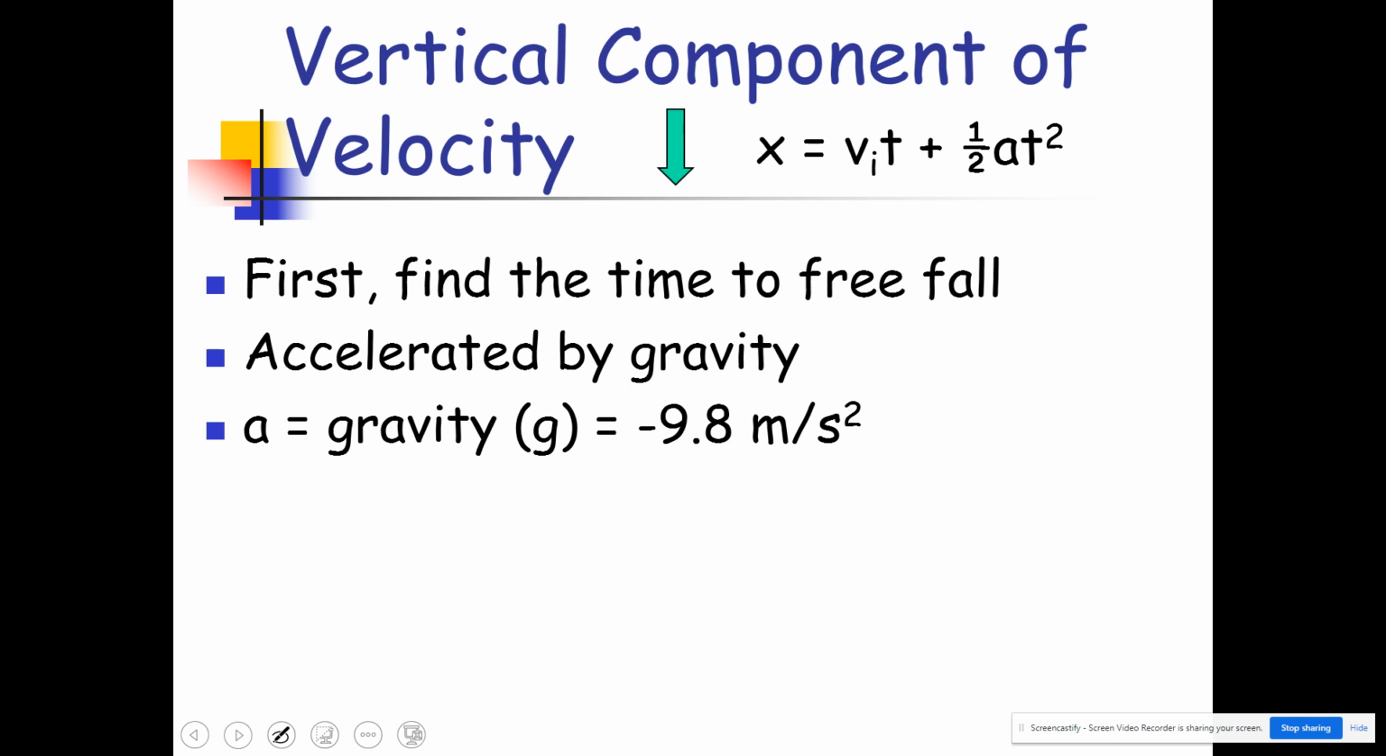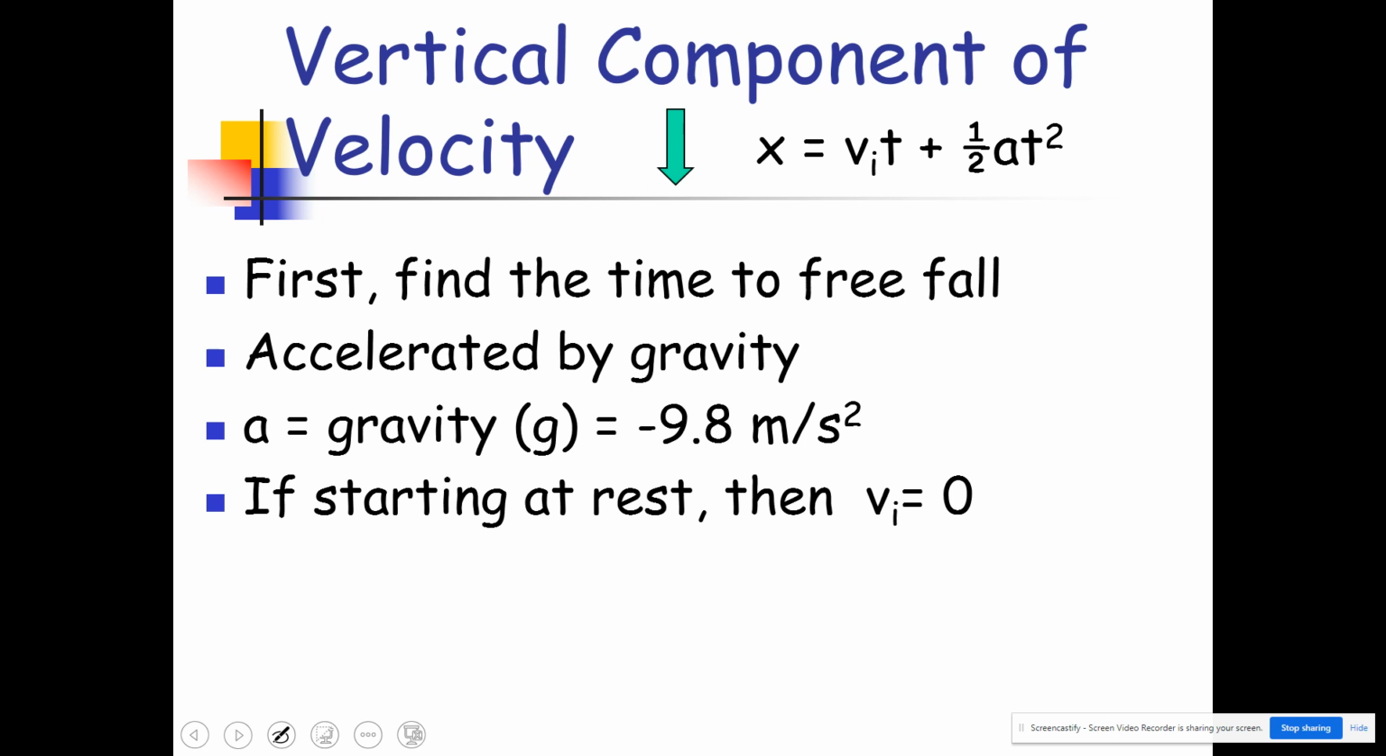We also know that if it starts at the cannon, it wasn't falling at the beginning, and it suddenly is starting to fall, so that v_i is actually 0. So we can eliminate it from the equation. So that the equation actually looks like this. I can put in a g for a, and I can take out the v_i t part of it.